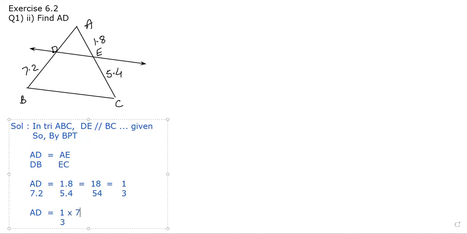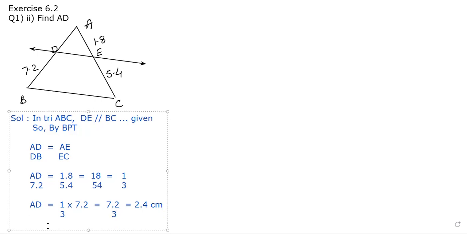AD equals 1 upon 3 into 7.2. 7.2 was the denominator, goes there and becomes numerator. Gets multiplied. Yes or no? 7.2 upon 3, how much? 2.4. 2.4 centimeters. Very good, because everything was given in centimeters. Ultimately, our AD comes out to be 2.4 centimeters. Any difficulty? No, sir.